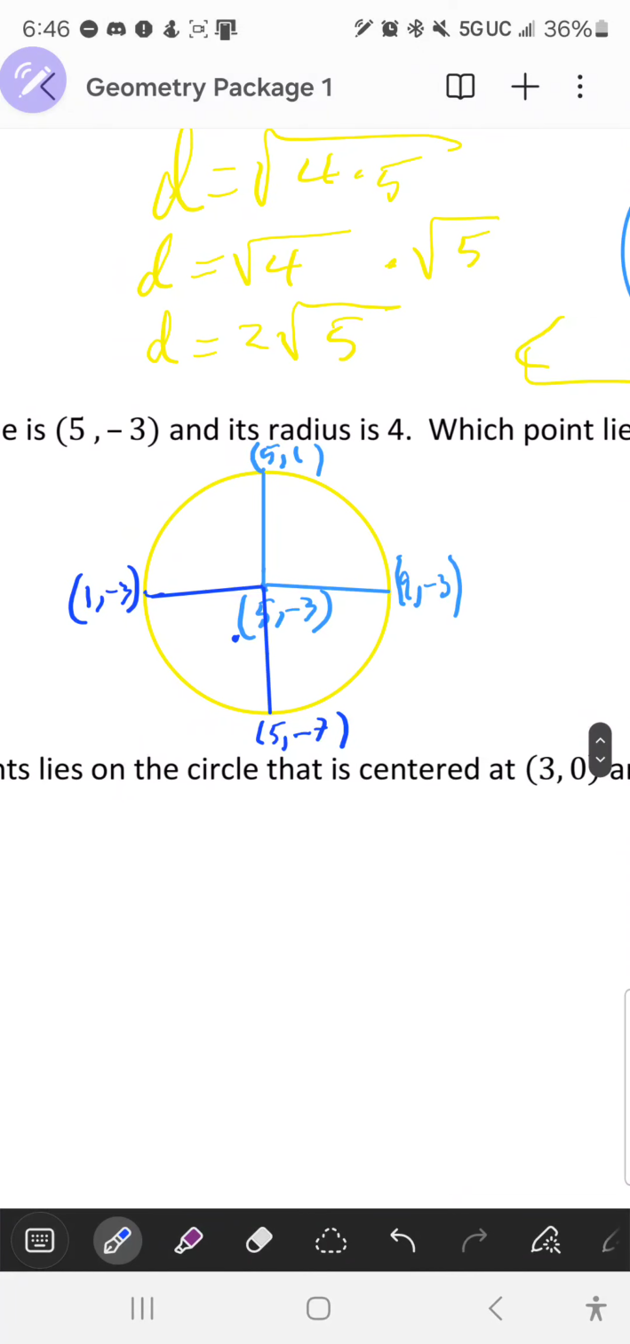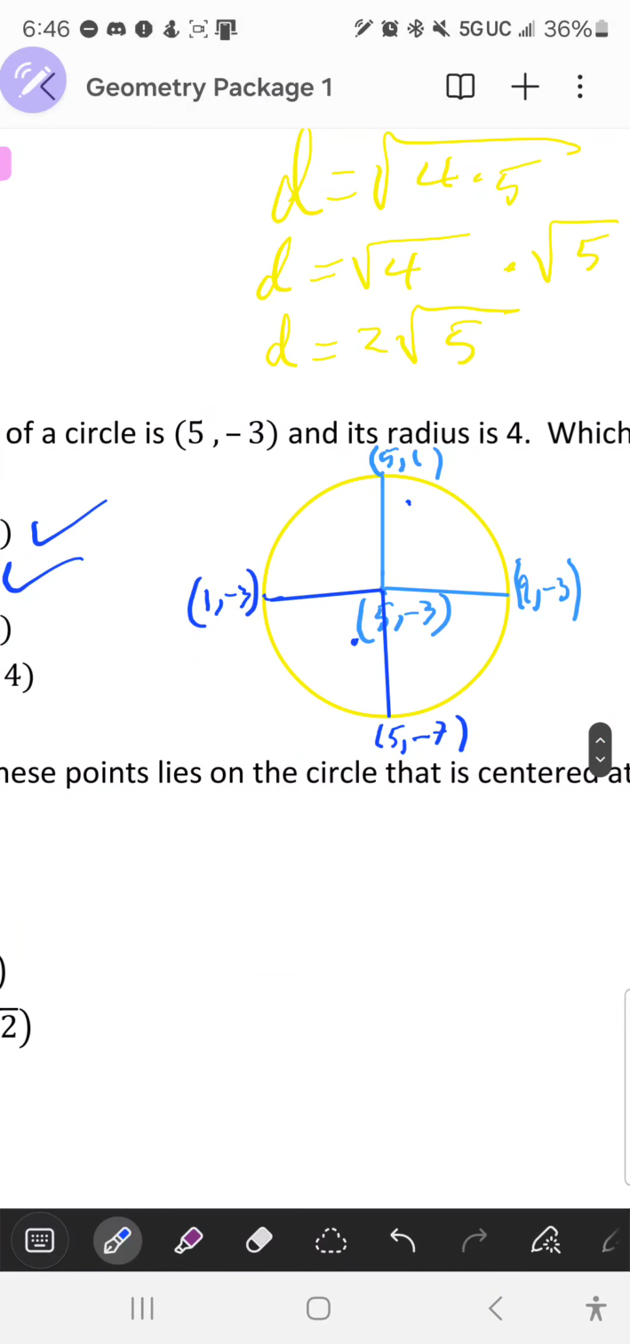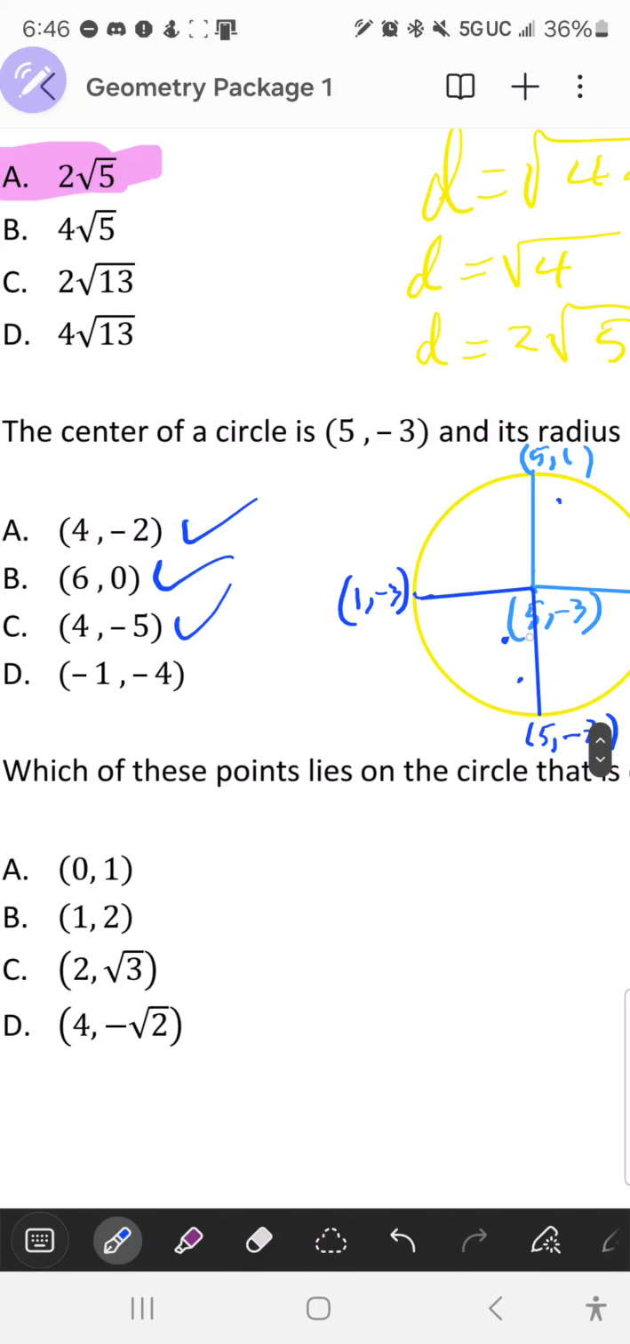Now (6, 0). Okay, 6 is going to be here, comma 0 is going to be here. So also inside. (4, -5). So here 4 over here is going to be -5. And now (-1, -4).